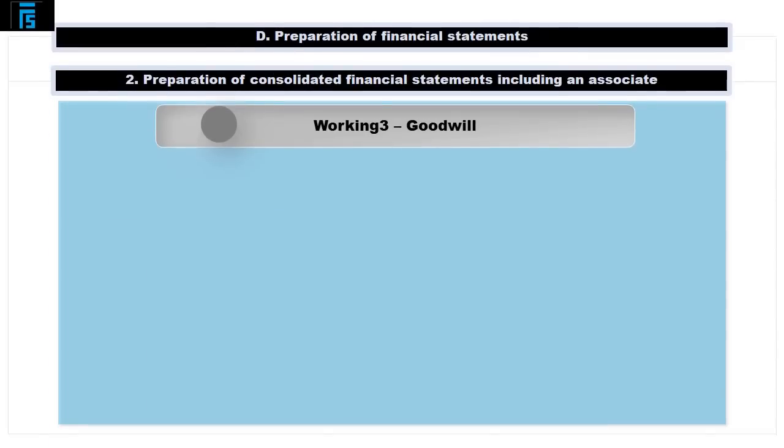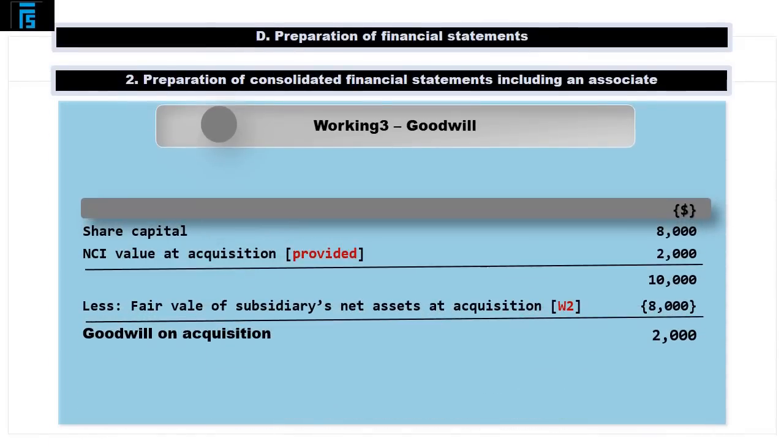The third working, goodwill, begins with the €8,000 investment by the parent entity. Next comes the NCI value at acquisition, which, under the fair value approach, equals the €2,000 provided in the scenario. The two numbers are then added, giving a total of €10,000, from which we deduct the 8,000 fair value of the subsidiary's net assets as at the date of acquisition, which we take from the acquisition date column of working 2, and this yields a goodwill balance of €2,000.